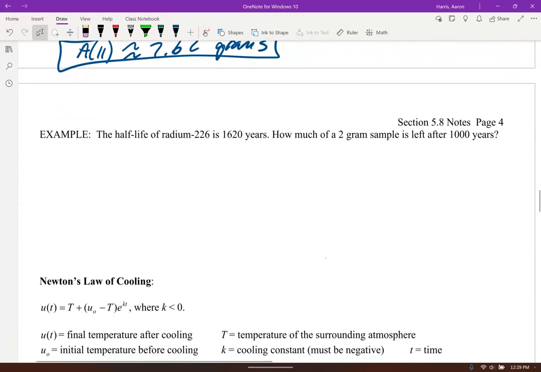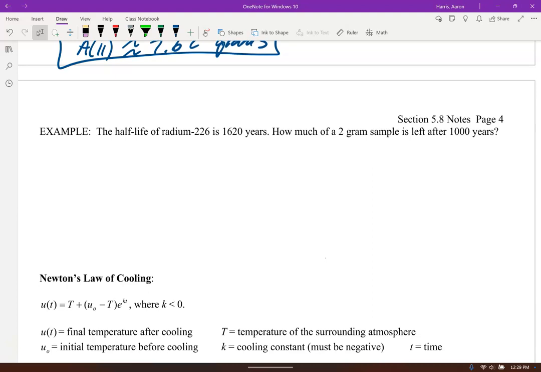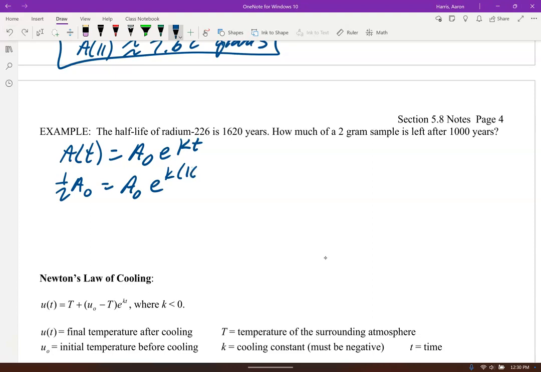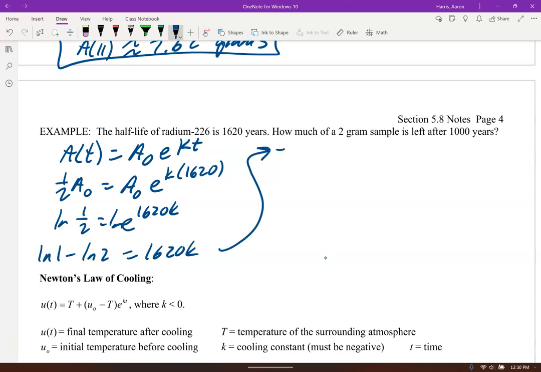Let's do another one. The half-life of radium 226 is 1620 years. How much of a 2 gram sample is left after 1,000 years? So let's find the decay rate here. You have half the amount of radium 226 after 1620 years. Divide both sides by A sub 0, so you have a half equals e to the 1620k. Take the natural log of both sides. That's the ln of 1 minus the ln of 2 equals 1620k. Ln of 1 is 0, so you have negative ln of 2 equals 1620k. Divide both sides by 1620. There's our decay rate.